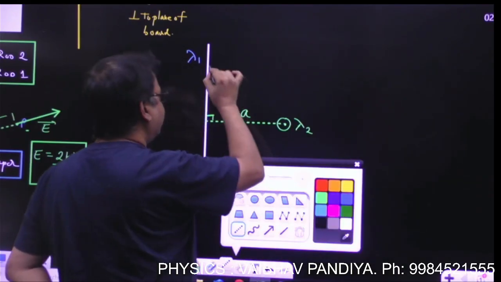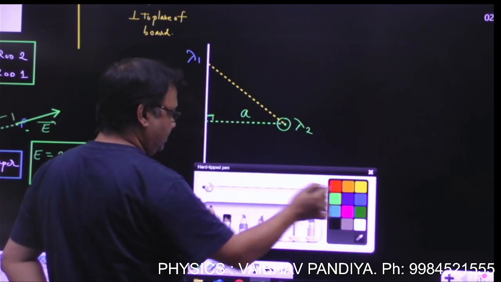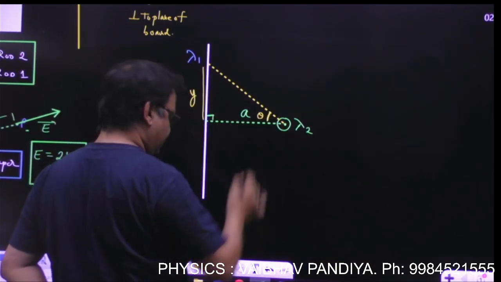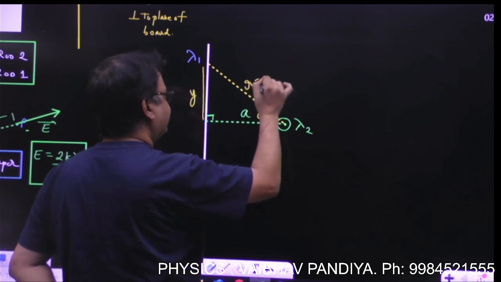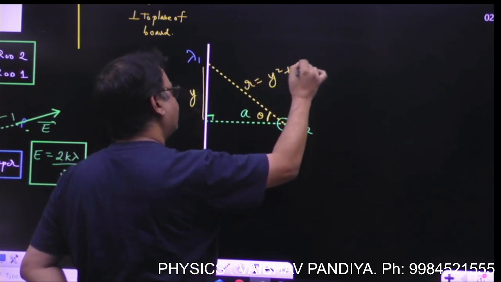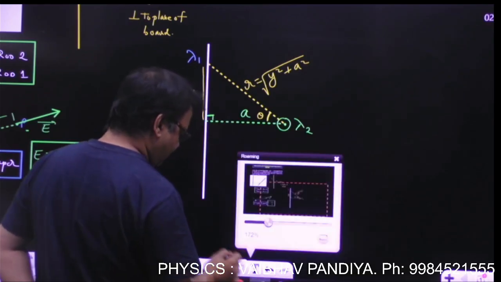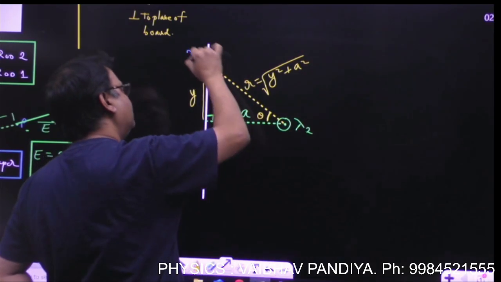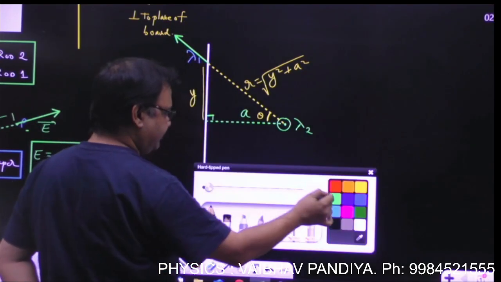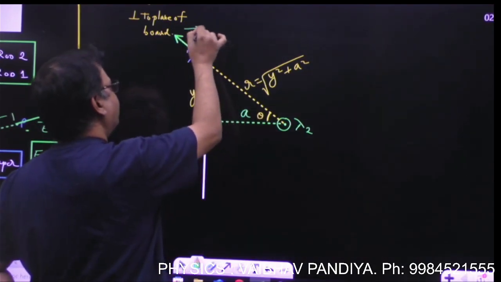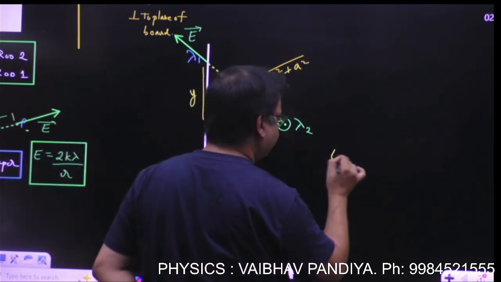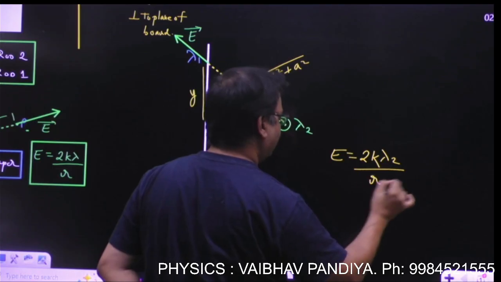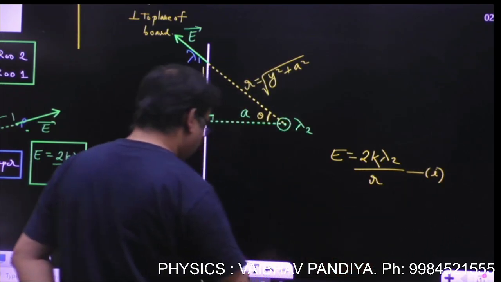Suppose you have to find the electric field at this point, at a distance y, and this angle is theta, and say this distance is r, so r will be what? Square root of y square plus a square. So applying that basics, the electric field due to the wire lambda 2 will be like this, outward, and this field will have a magnitude of how much? 2k lambda 2 divided by small r. Let it be equation number 1. This is the electric field.